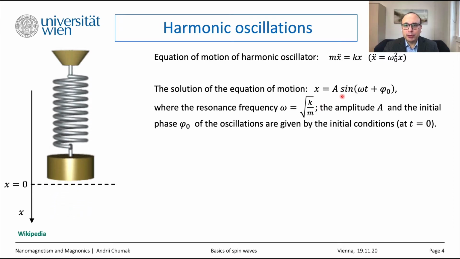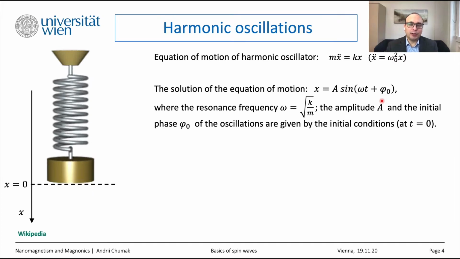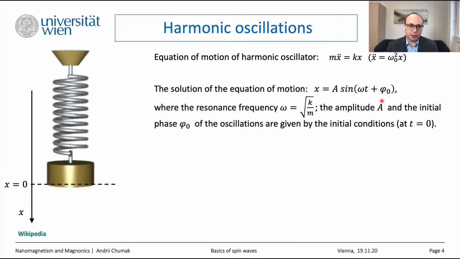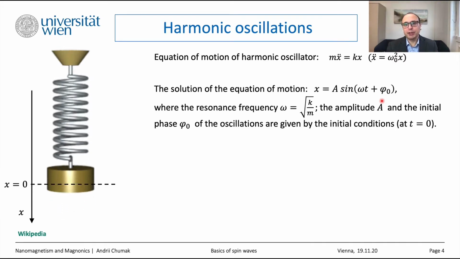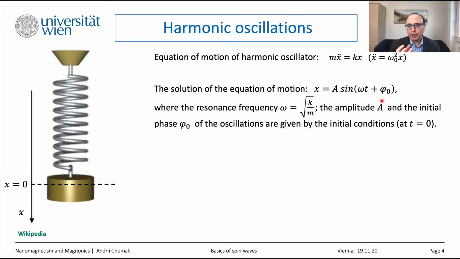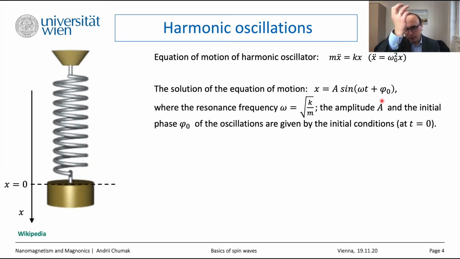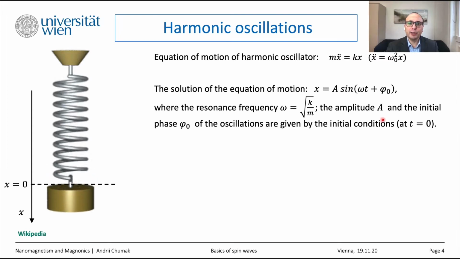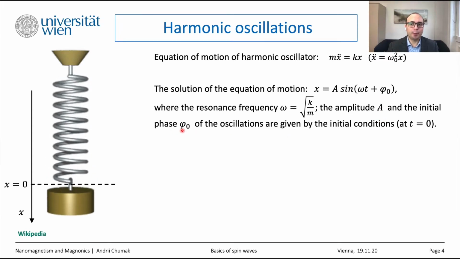So if we speak about this amplitude A and this original phase phi 0, it's all defined by the initial conditions. In order to do this experiment, you need to bring your system out of equilibrium, and depending on how far away you pull it and in which position, it will give you the amplitude and phi 0. So at t equals 0, that's what matters.